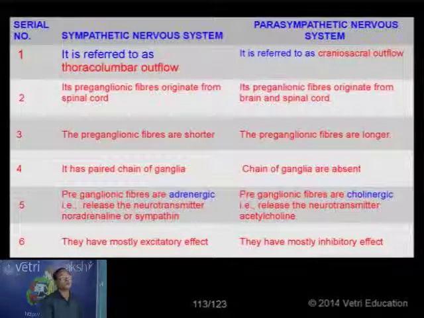But the sympathetic system is responsible for increasing the ventilation rate, increasing the heartbeat rate, and the blood pressure, all being increased by this one. But the three functions relating to the secretion of digestive juice, salivary secretion, and also peristalsis, it has an inhibitory effect. We'll see here.